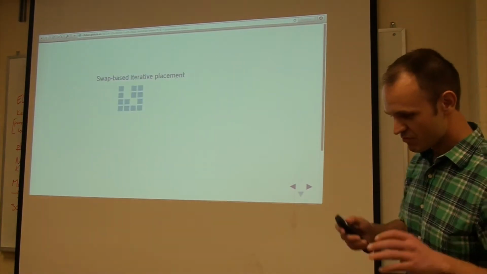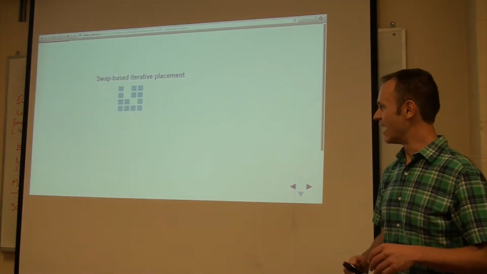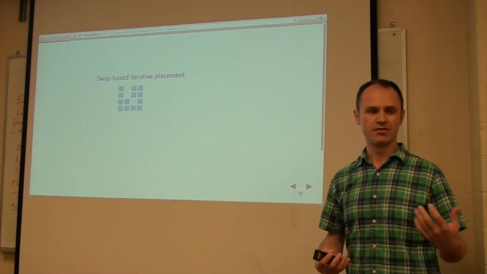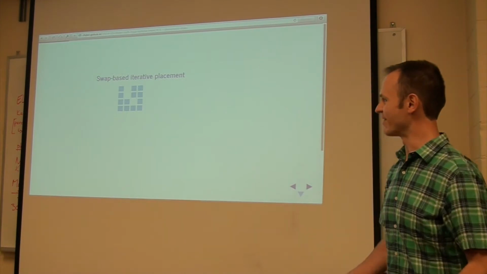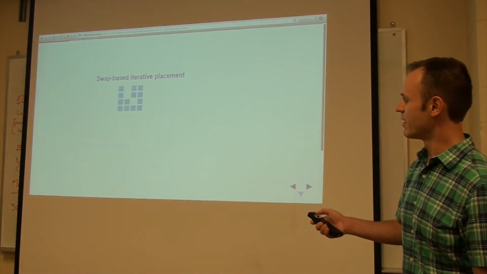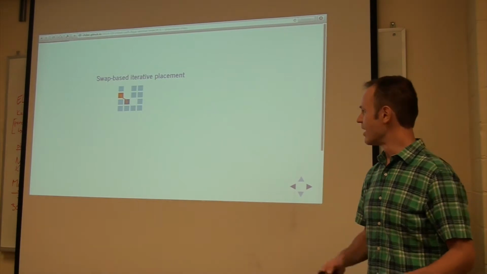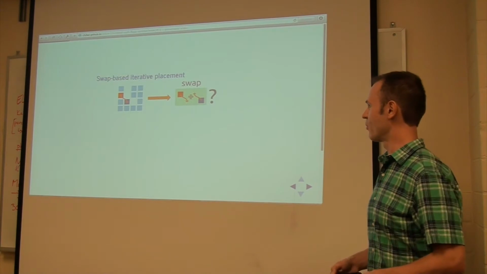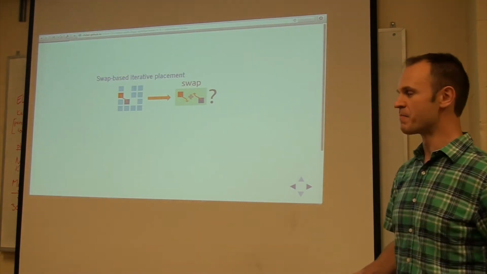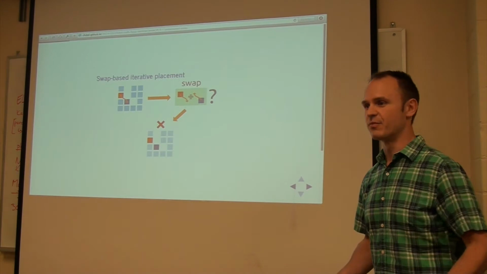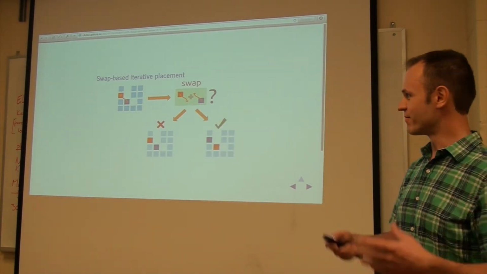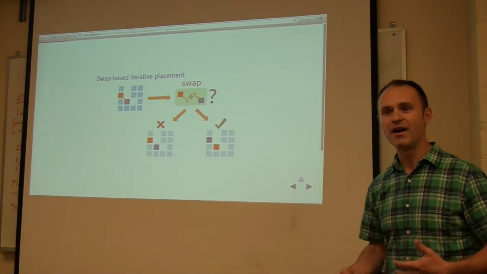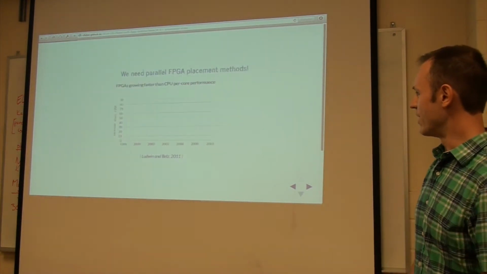So traditional approaches that work well are often based on swap-based iterative placement. Simulated annealing is the primary example of this, where we take our placement, we randomly select two blocks, and we evaluate what the effect will be if we apply that swap, if we move those blocks according to that swap. Then we either reject it, in which case the placement stays the same, or we accept it and update the placement.